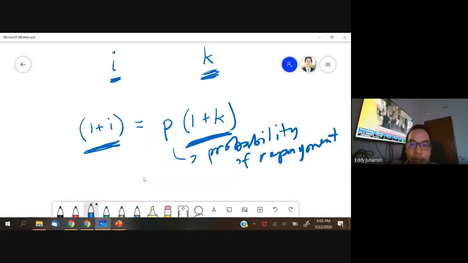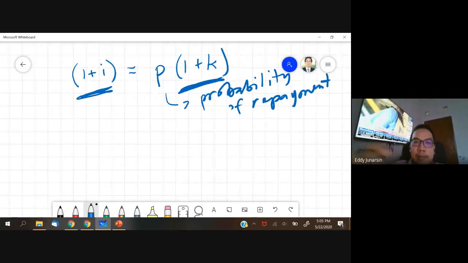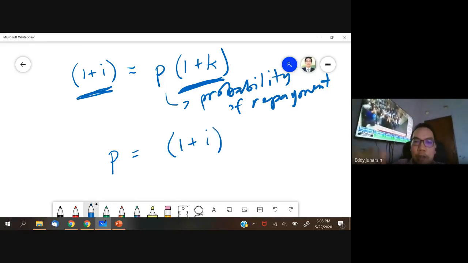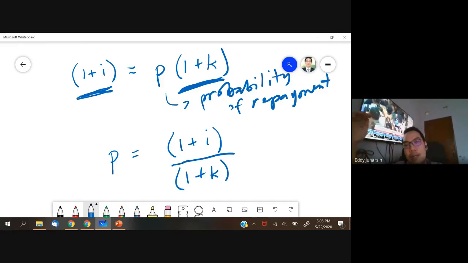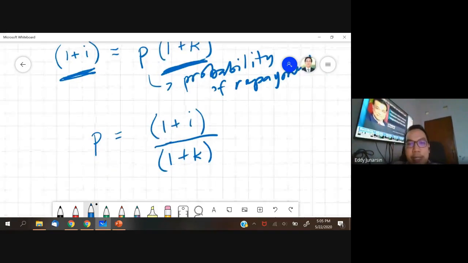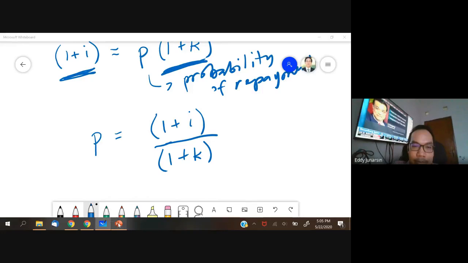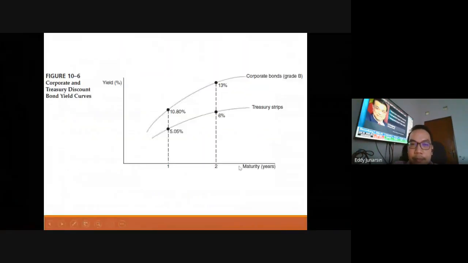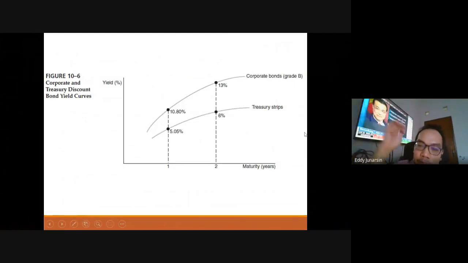Okay, so if I rearrange the equation here, the probability of repayment is a function of 1 plus the interest rate on the government securities divided by 1 plus the interest rate on corporate securities. See, just rearranging mathematically. So we'll see an example here.